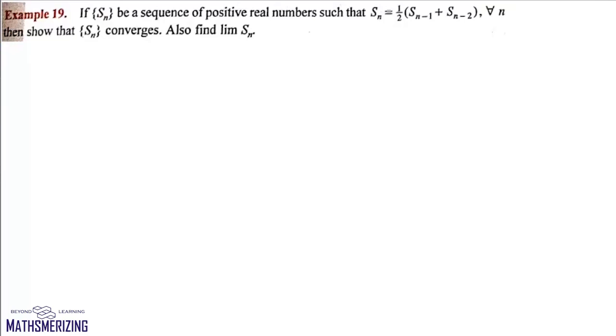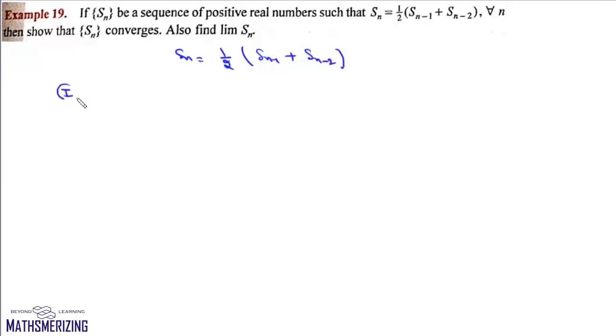Now here the question is, let S_n be a sequence of positive real numbers such that S_n equals 1 by 2 (S_{n-1} plus S_{n-2}) for all n, then show that the sequence converges and also find the limit of S_n. Now what we'll do is, we'll consider two cases.